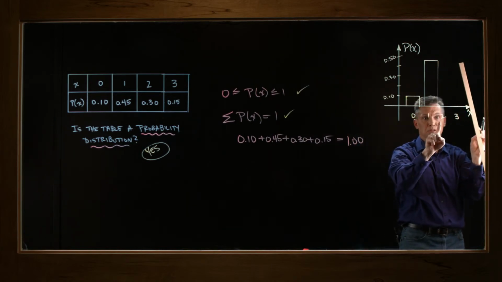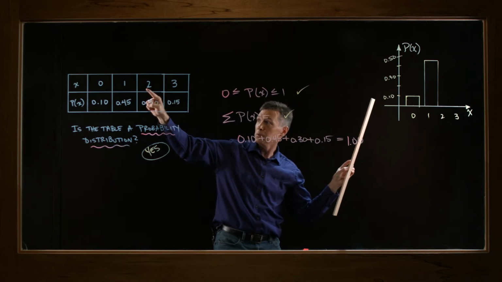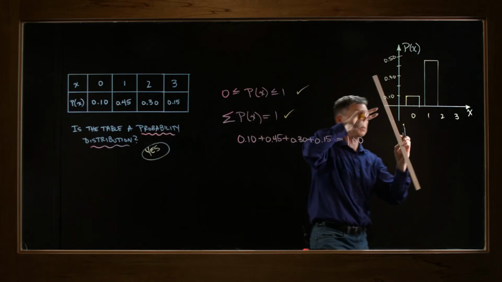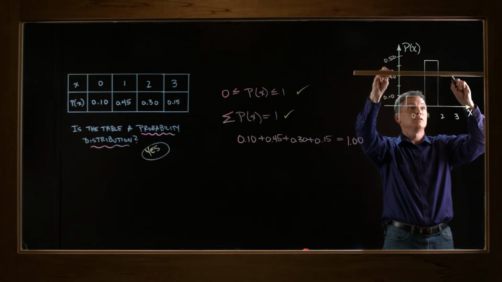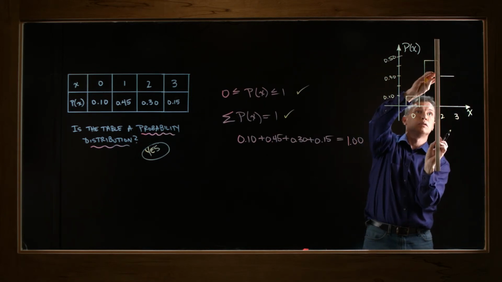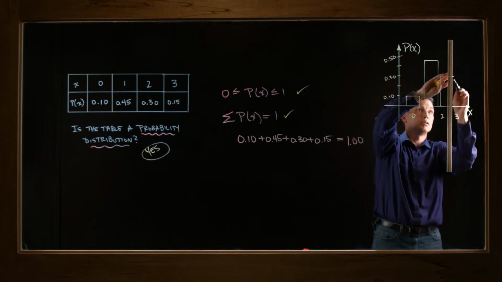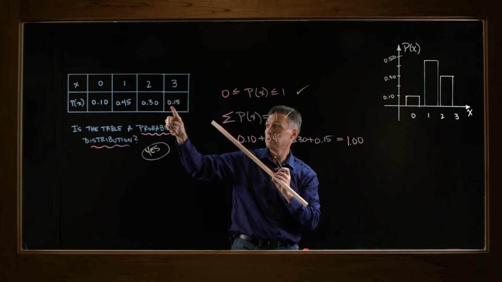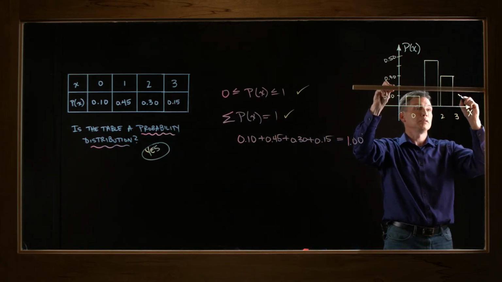I'm just checking each value of x on the horizontal axis, finding it in the table, and trying to draw a bar above it whose height corresponds to the value of that probability. So above the 2, we need to get up to 0.30. And finally, above the 3, we want to just get up to 0.15. There.